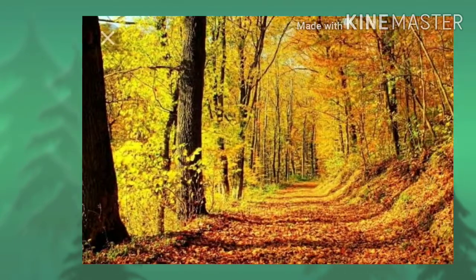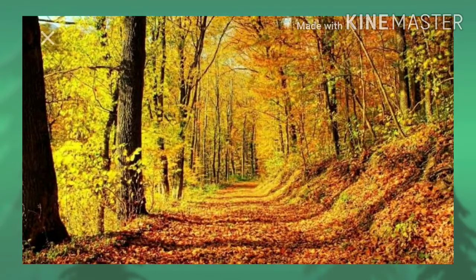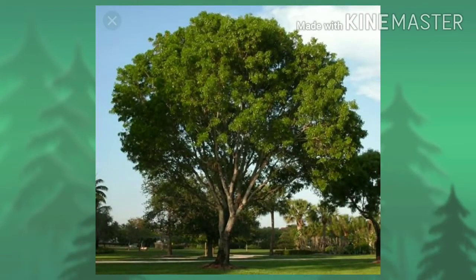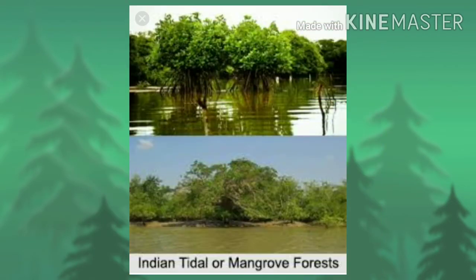Then deciduous forest, also known as monsoon forest. They shed their leaves for about 6 to 8 weeks in the beginning of the summer season. Then different types of deciduous forest, sandalwood, shisham, etc. Another type of deciduous forest, tidal and mangrove forest. Okay, then we studied about mountain Himalayan forest.